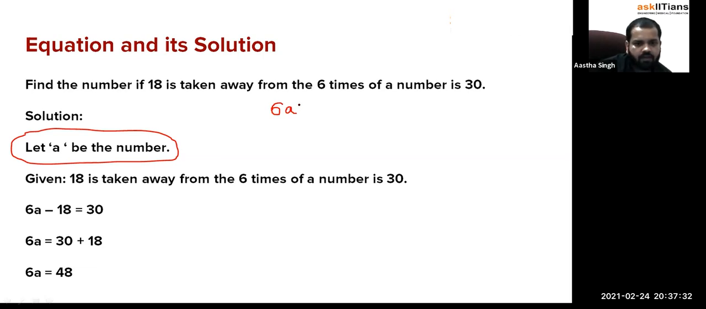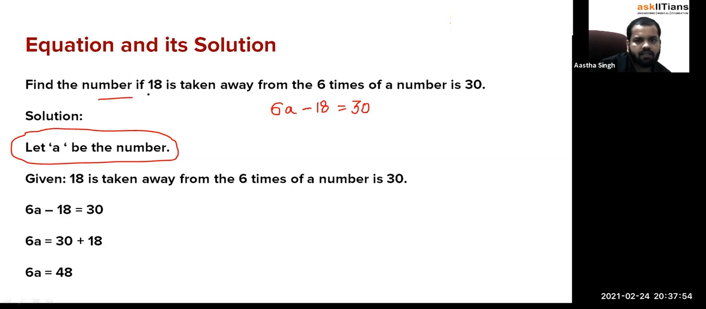If a number is A, then 6 times the number will be 6A, and we have taken away 18. So 6A minus 18 will be equal to 30. I think you all have got the point, right? You have to find a number.